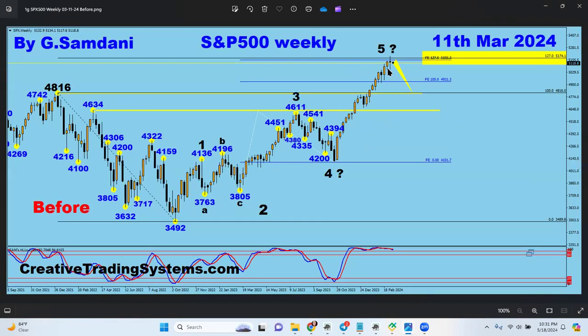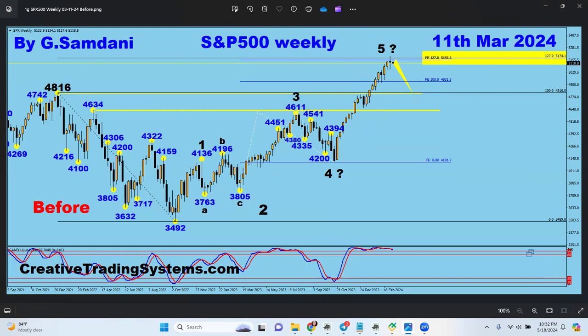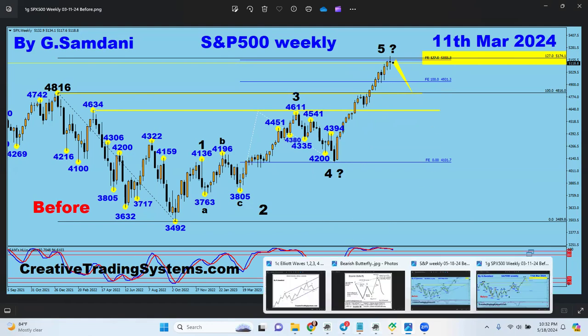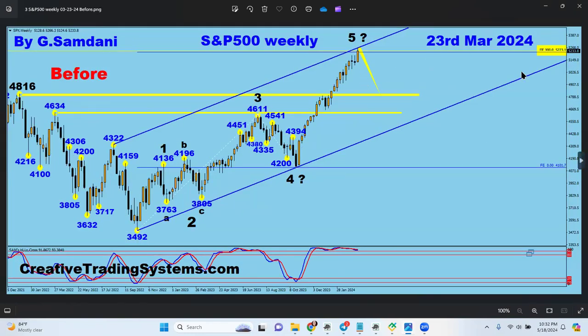Then I said, okay, then it's going to drop. This chart is March 11th. So I said it's going to drop here. What will happen is that it's wave 1, 2, 3, and after that comes wave 4, and then wave 5. Let me see, I'm missing a chart. So it was supposed to be dropping from here, and then it went up. Well, I think this one a little bit more.